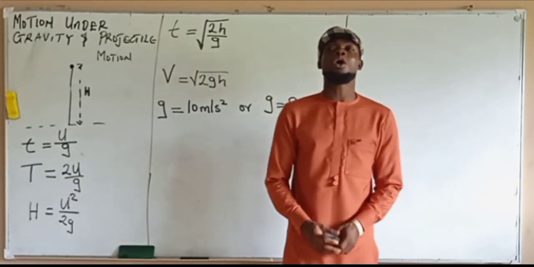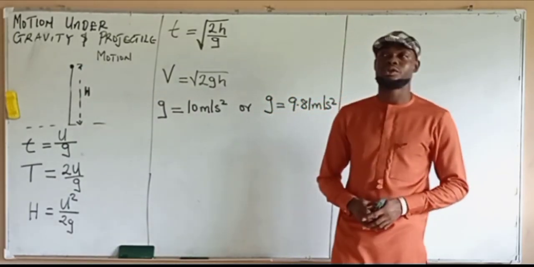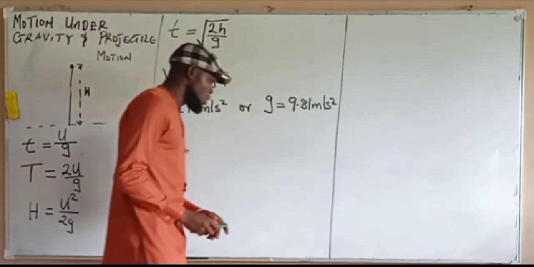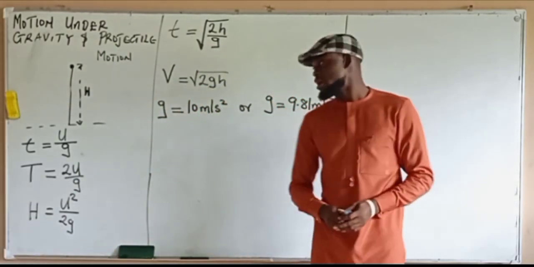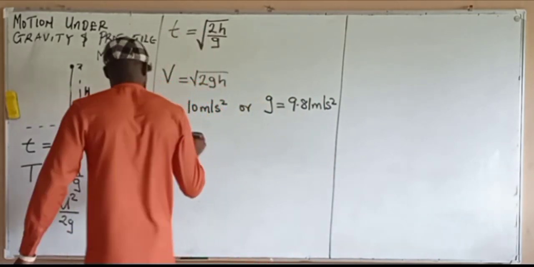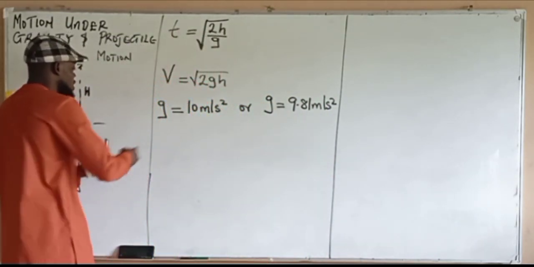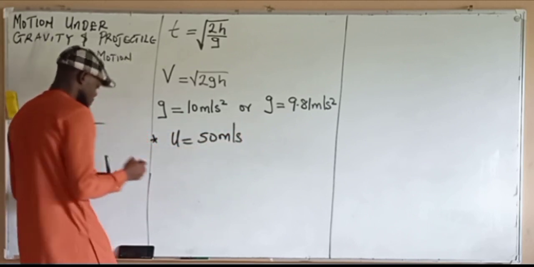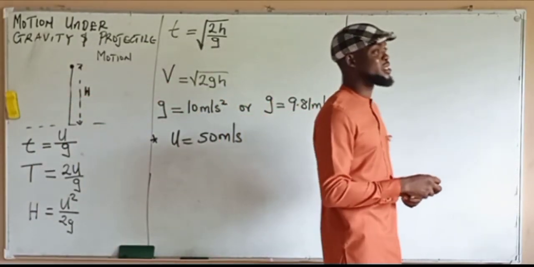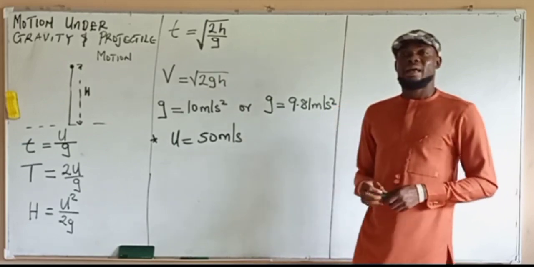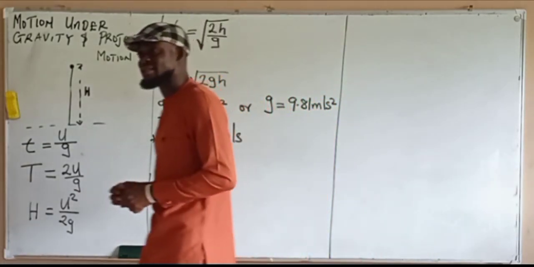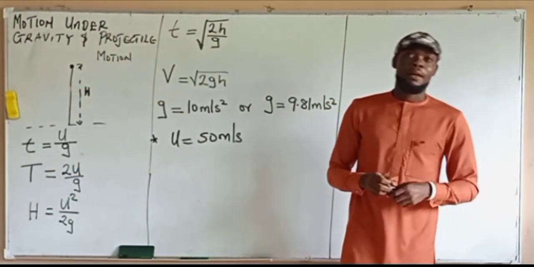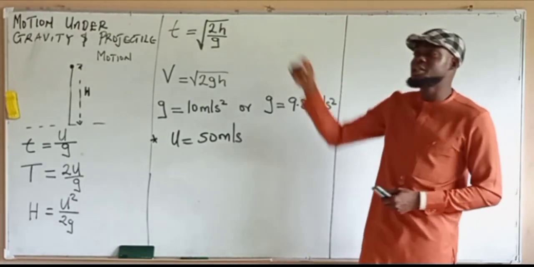A stone is projected vertically upward with a velocity of 50 meters per second and attains its maximum height. Calculate the time taken to reach the maximum height.